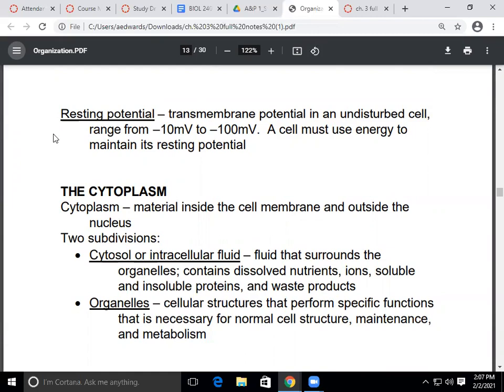So another term relative to transmembrane potential is resting potential. That just means it's the transmembrane potential in an undisturbed cell. If the cell's at rest, it's usually somewhere between 10 millivolts and 100 millivolts, and the cell is going to use energy to keep itself in that range. It doesn't necessarily mean much to you today, but like I said, when we get to the nervous system, it'll make more sense.